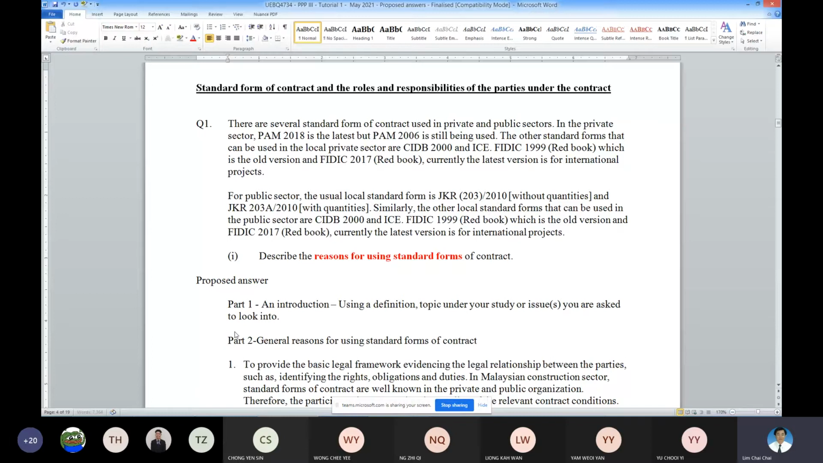Will be your research on the reasons already. Okay, so this will be your part 2. So as I say, you don't have to memorize everything, but get the gist of it.